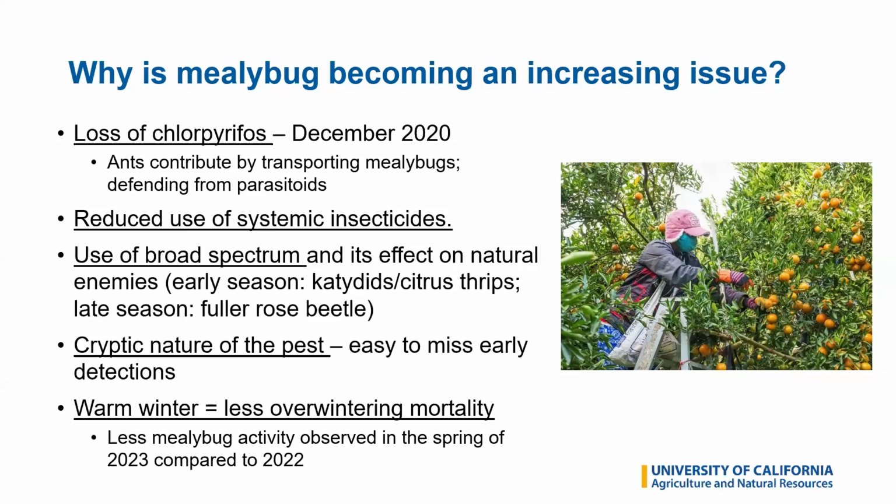Weather also has a role to play because, if we have good, cold winter temperatures, there's a lot of overwintering mortality, but we haven't had that in California for almost a decade or more. And warm winter means more insects survive and slowly their populations develop. So all these reasons combined might be why we are seeing citrus mealybug population increasing in California.